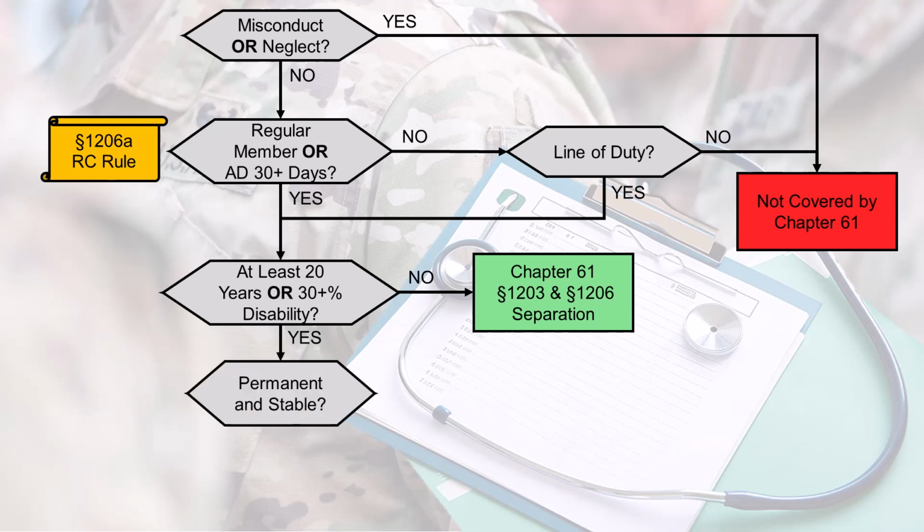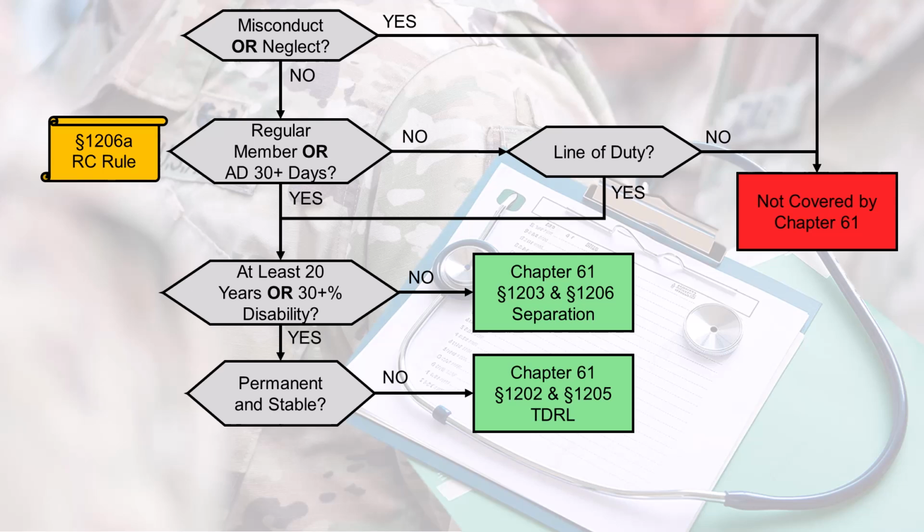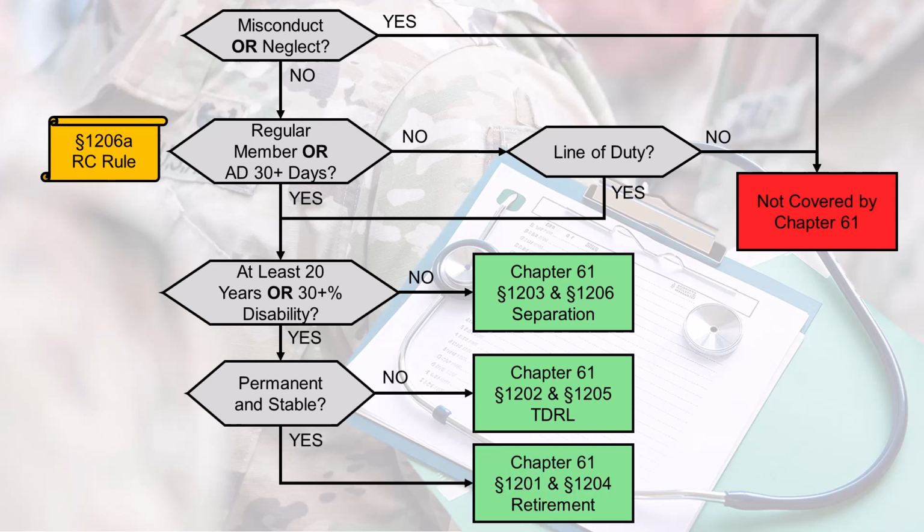If the service member meets one or both of those criteria, then the question becomes, is their condition permanent and stable? If it is not permanent and stable, they can be placed on the temporary disabled retiree list using sections 1202 or 1205. And if it is permanent and stable, they can be medically retired under Chapter 61.